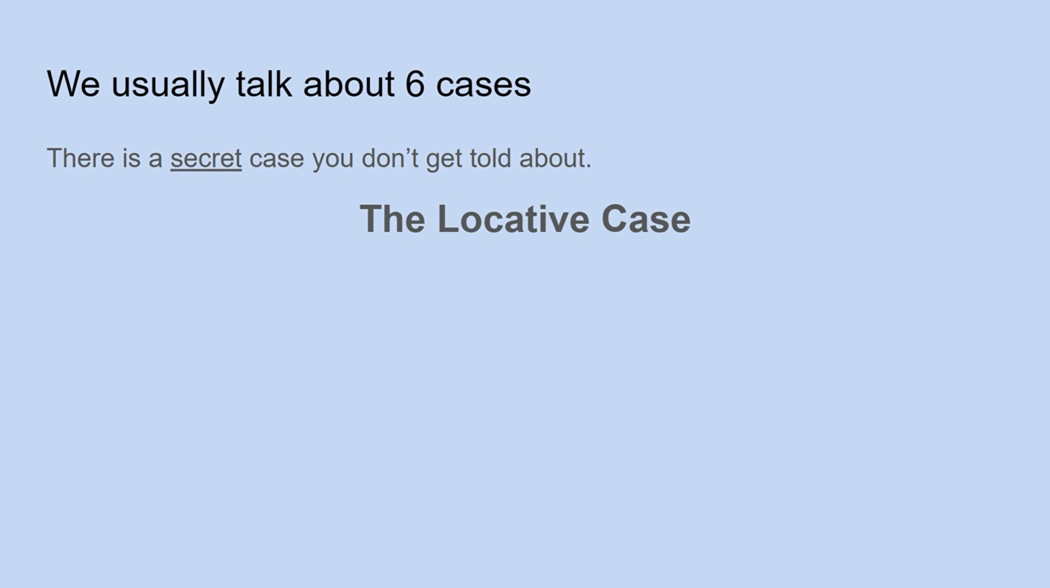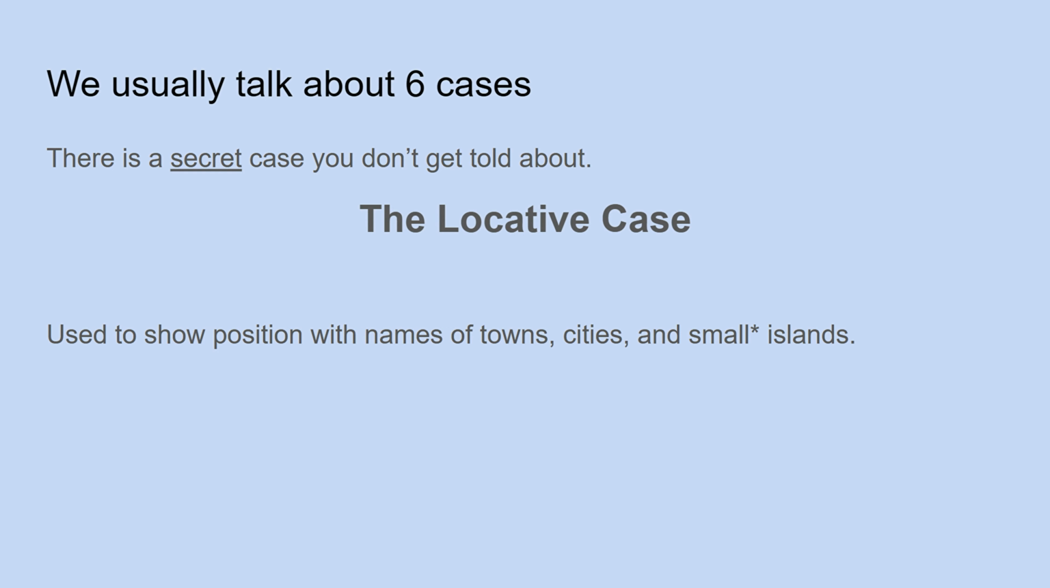The locative case is a slightly unusual and not very common case in Latin. It's one of those holdovers from older Latin that disappears over the years. However, it is still in existence in several very important words in Latin, so you do need to get your head around it at some point. It's used to show position with names of towns, cities, and small islands.